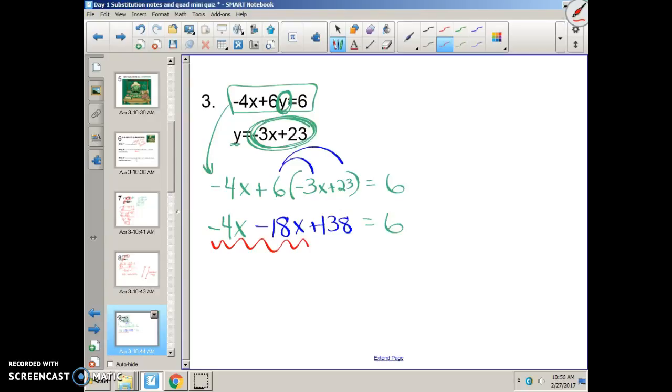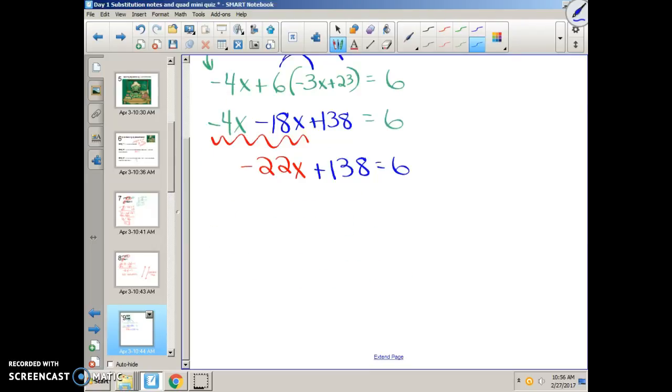First step I see is to combine like terms. Negative 4 and negative 18 is negative 22. And then I have plus 138 equals 6. Okay? Getting closer to x by itself. Got to get rid of that 138, so I'm going to subtract it from both sides. So I have negative 22x equals 6 minus 138 is negative 132.